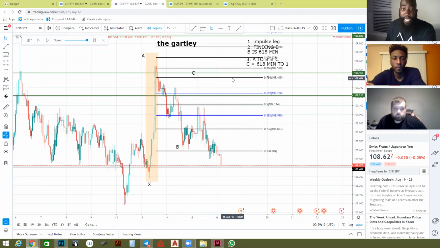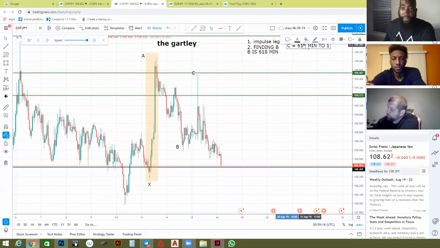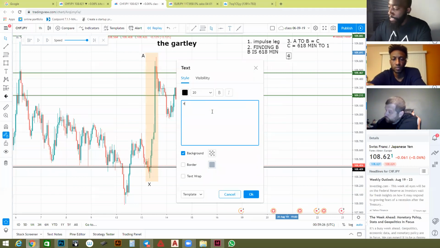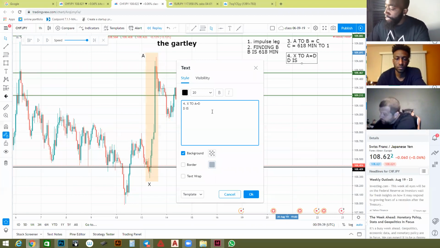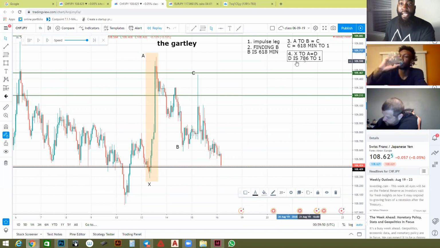Now my next fib, which is technically actually my first fib, this is why I said I can use the first fib to find the whole pattern. Now my step 4, erase. Step 4, I'm fibbing X to A again. This is going to equal D. Now D is 761, a ratio I always try to stick in between, but price usually tends to hit 886.